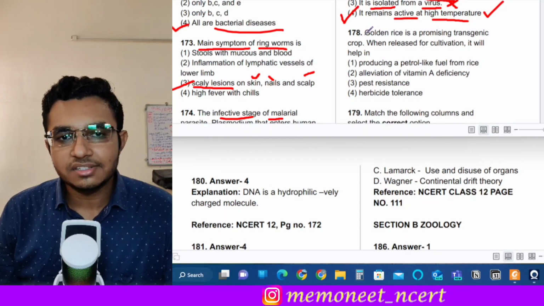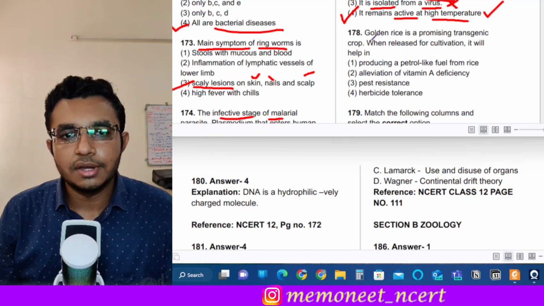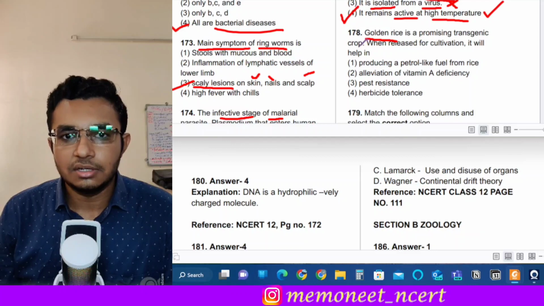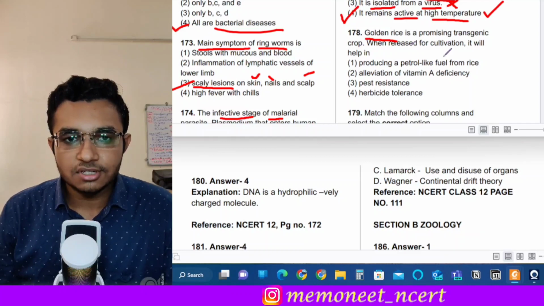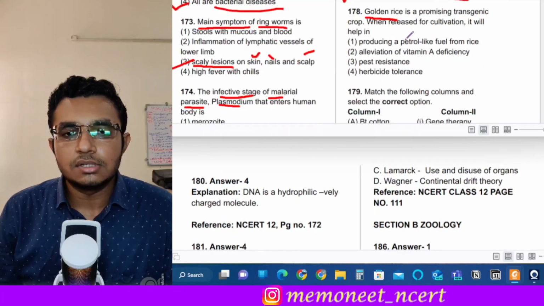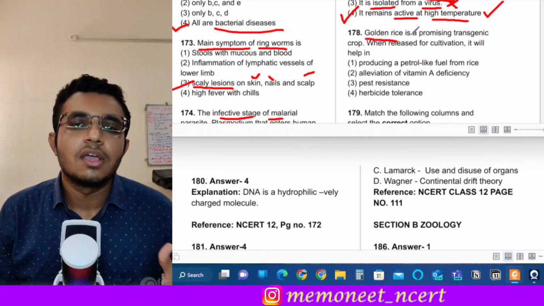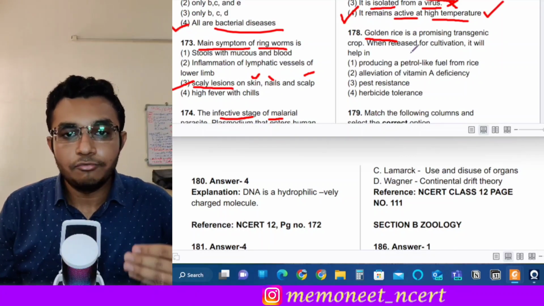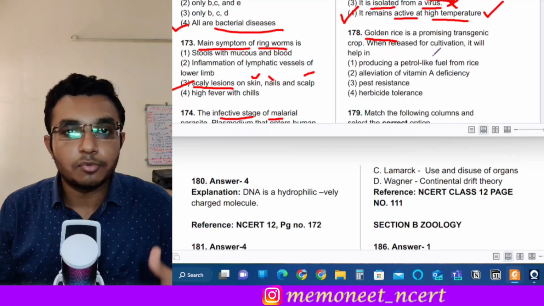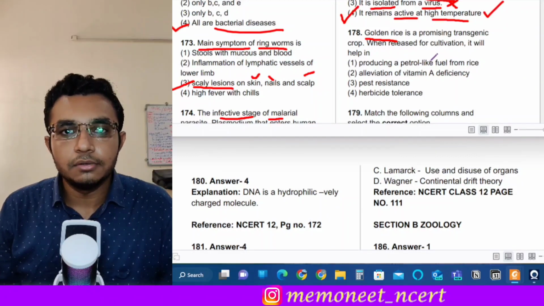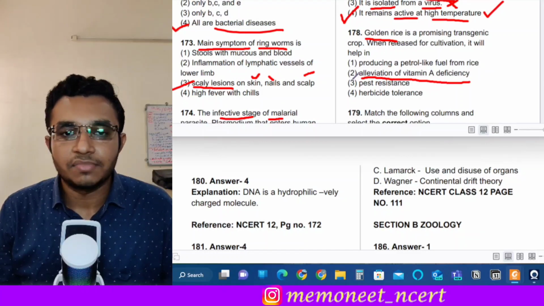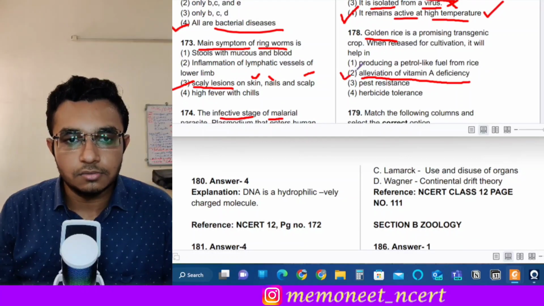Moving on to the next question, that is question number 178. It states that golden rice is a promising transgenic crop. When released for cultivation, it will help in what? So see, if you have learnt about golden rice, it has an excessive quantity of vitamin A. Now see, if we cultivate the golden rice and provide it to the population, what will it do? It will alleviate the condition of vitamin A deficiency. So here the answer is option 2.